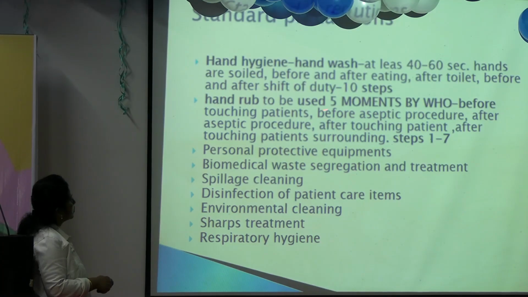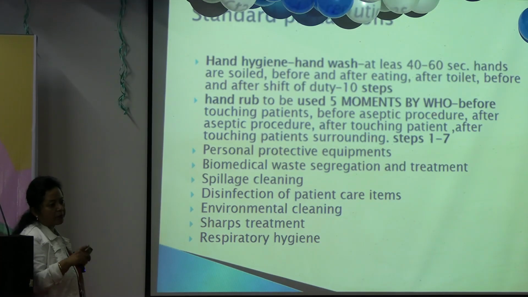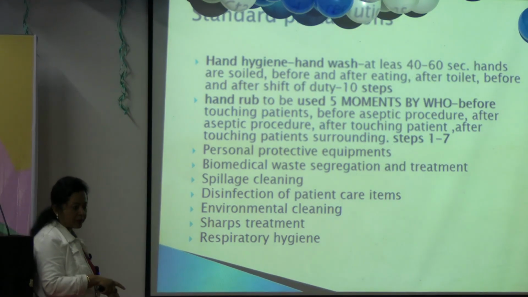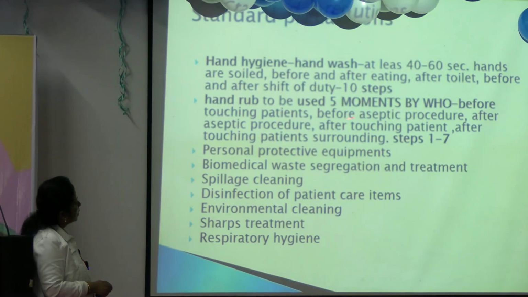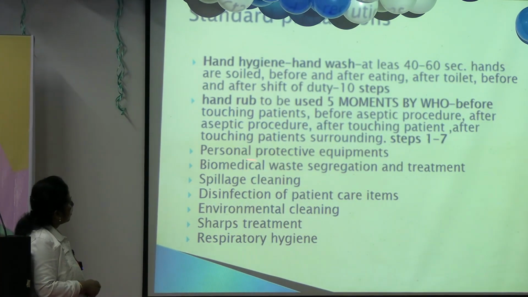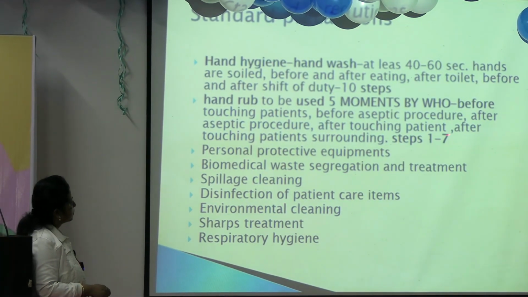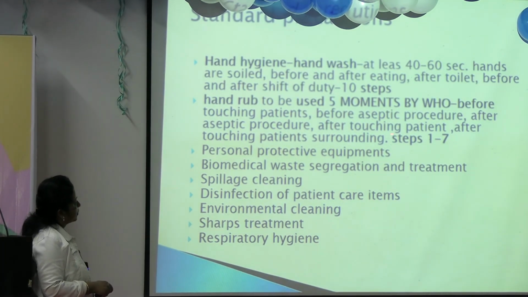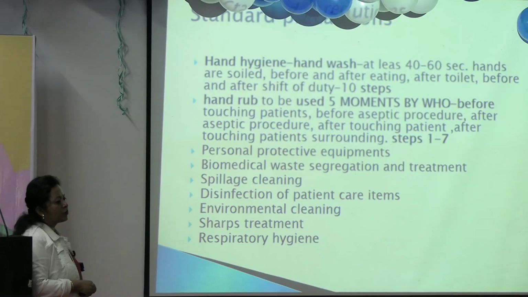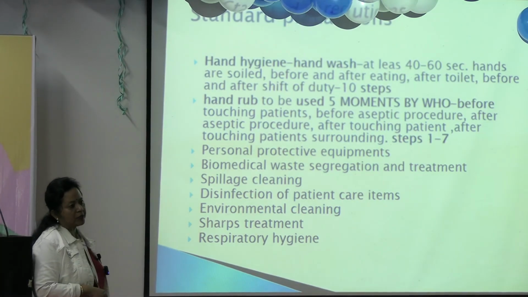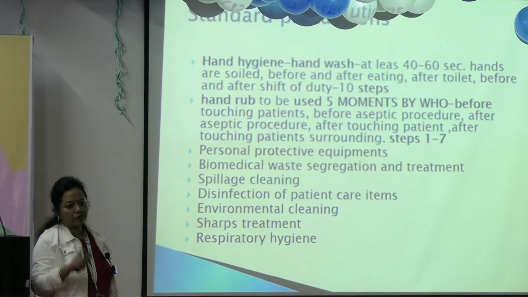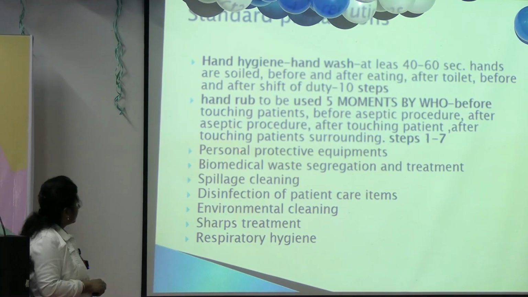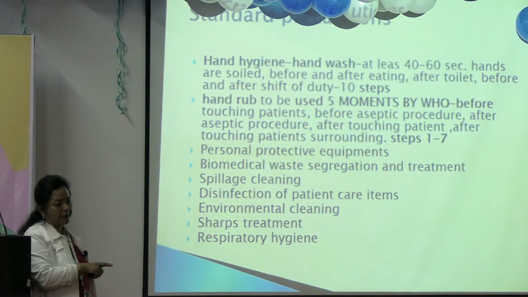Next is hand rub to be used at 5 moments. Remember this. By WHO, they say 5 moments. Before touching patient. After touching patient. Before aseptic procedure. After aseptic procedure. After touching patient surroundings. So there are 5 moments. For hand rub, steps are 1 to 7. Here you have 7 steps. Only 3 steps are less. For hand washing, you have 3 more steps. Okay. You have it at home after you are taught here.